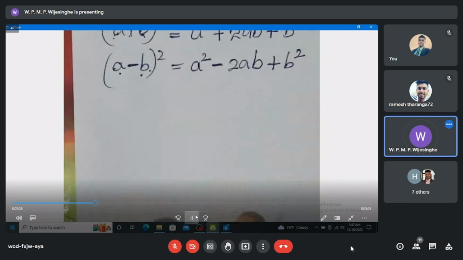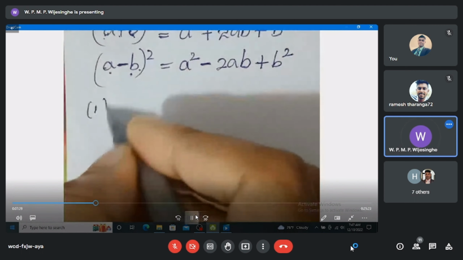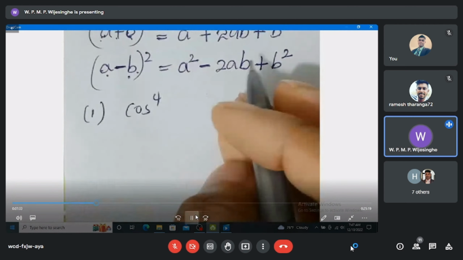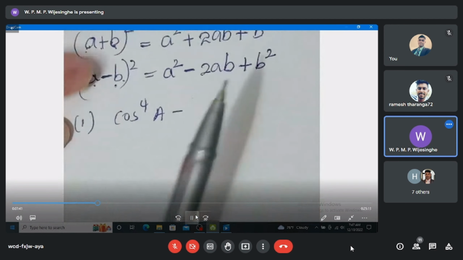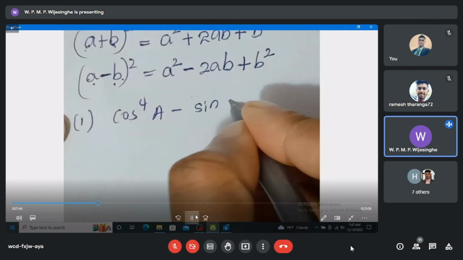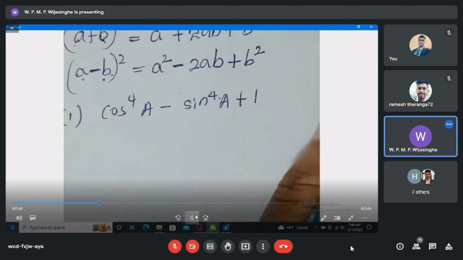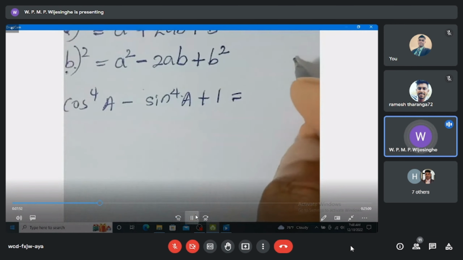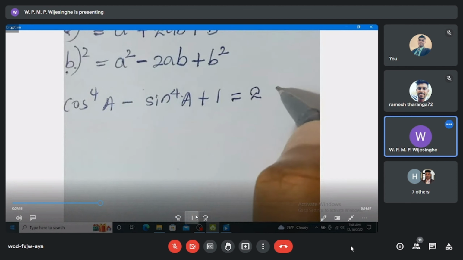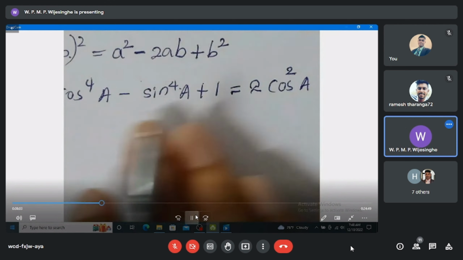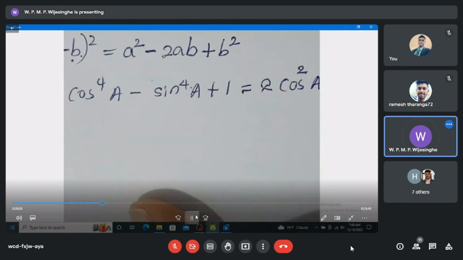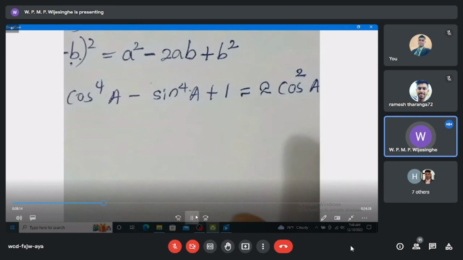Let's do some activities. First one, here, cos to the power 4 A minus sin to the power 4 A plus 1 should be equal to 2 cos square A. You should show that the left hand side is equal to the right hand side, right?